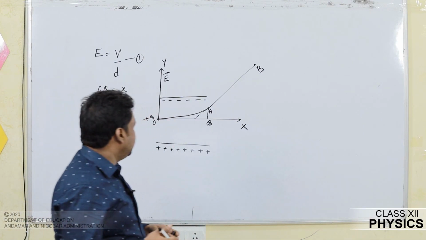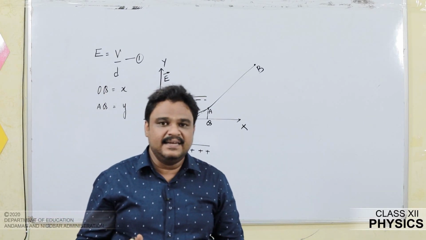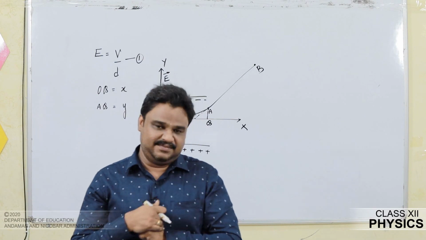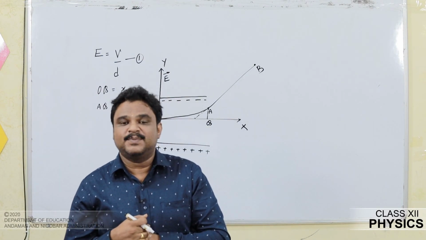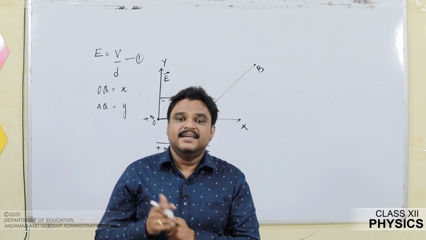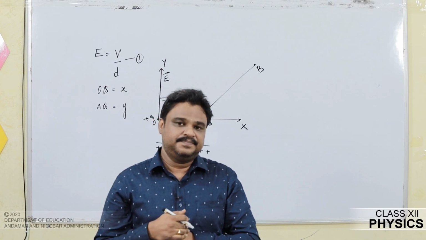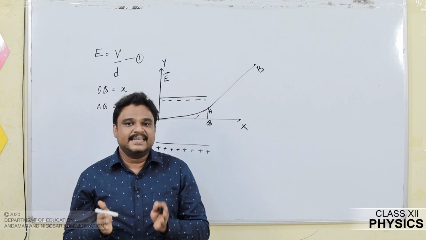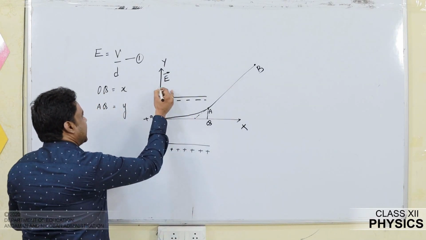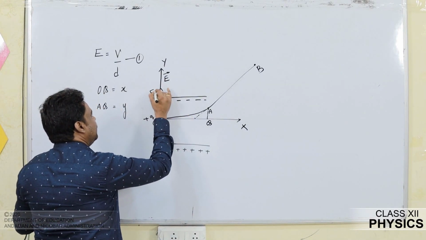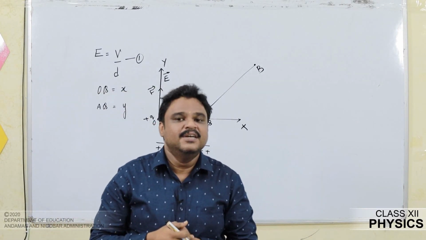Now you are able to see very clearly that the force acting on the charged particle is only along OY. That is the main thing. No force due to the electric field is acting along OX. The force acts only along OY, whereas no force acts on the charged particle along OX.